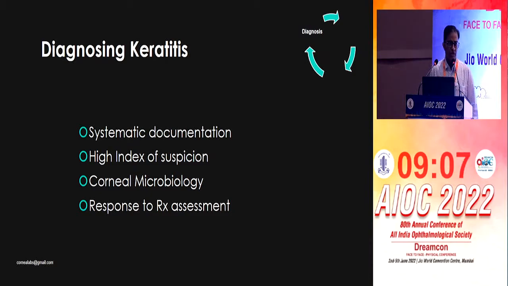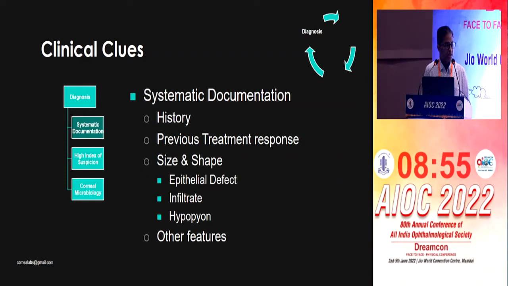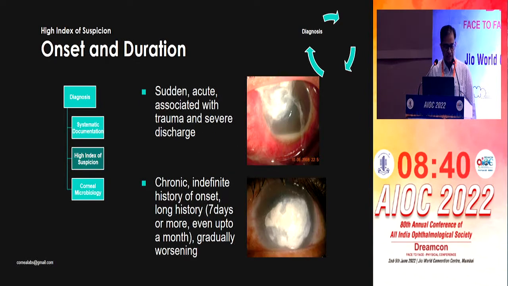So when we plan about diagnosing what the patient has, you have to systematically document whatever you are seeing, whatever you are hearing from the patient. You should document each and every aspect of his history. You should also note what previous treatment he has had. You should note the various details of the ulcer and other features which are there. You should keep a high index of suspicion from the start of the systematic documentation.